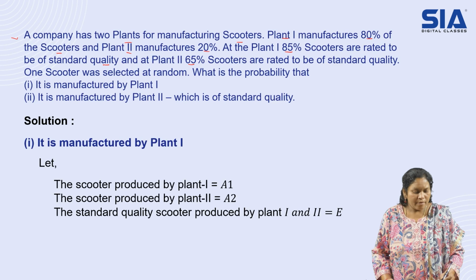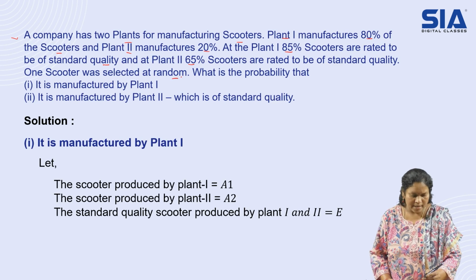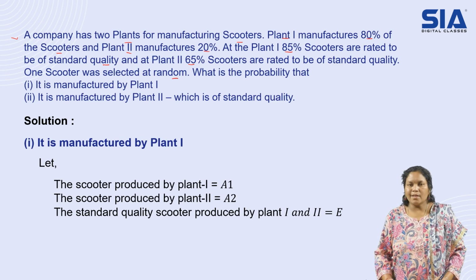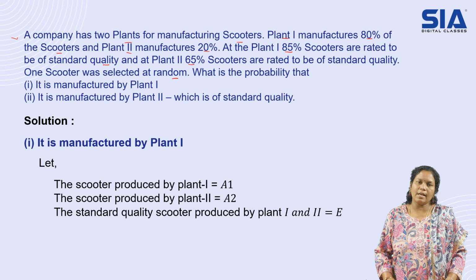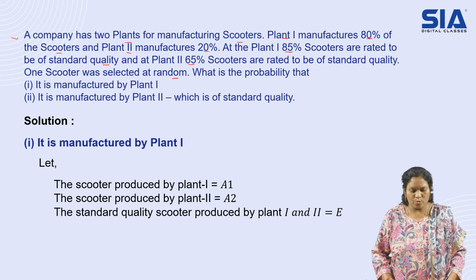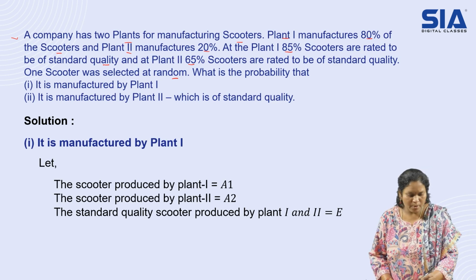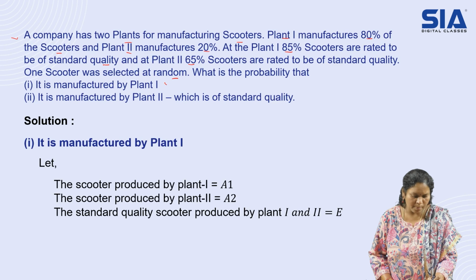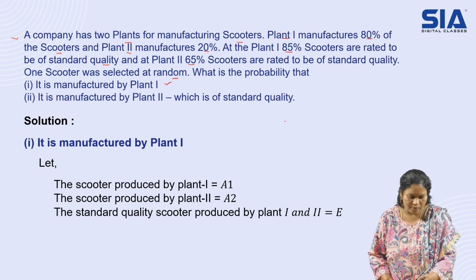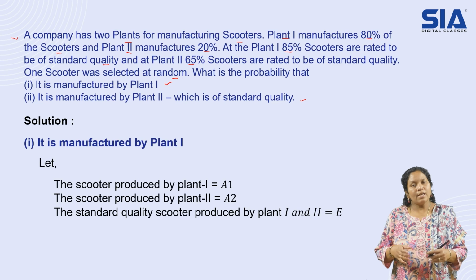Now what to do? One scooter was selected at random from plant 1 or plant 2. Random means selected from anywhere. So randomly one scooter has been selected. What is the probability that it is manufactured by plant 1, or manufactured by plant 2, given that it is of standard quality? They are asking this. So let us check it out.